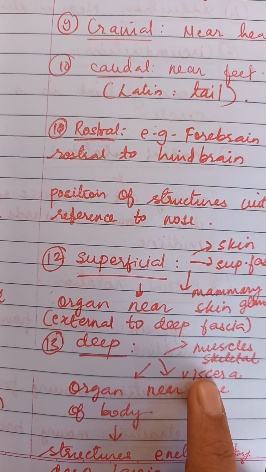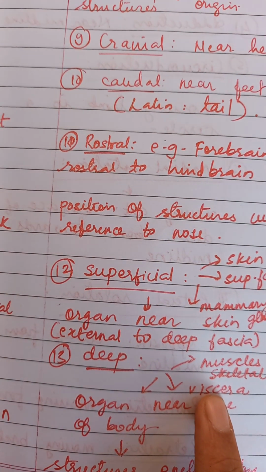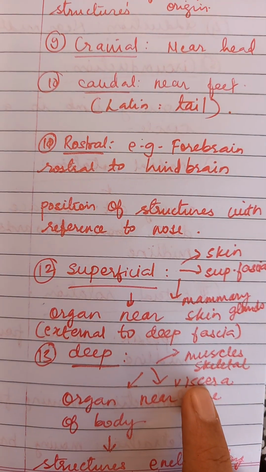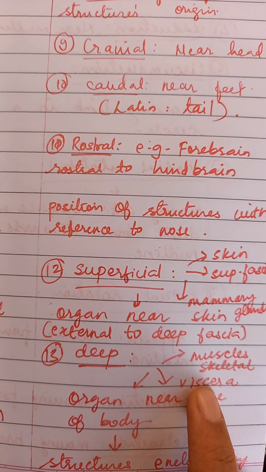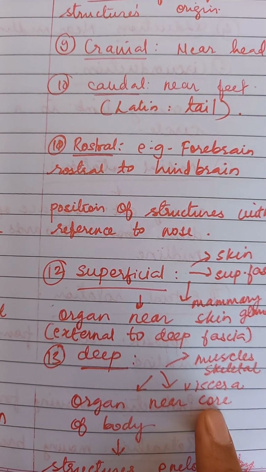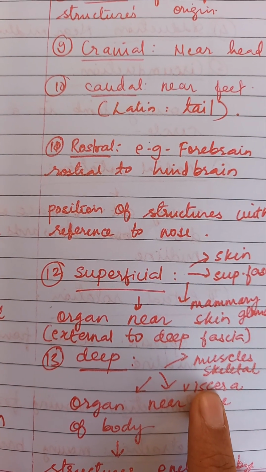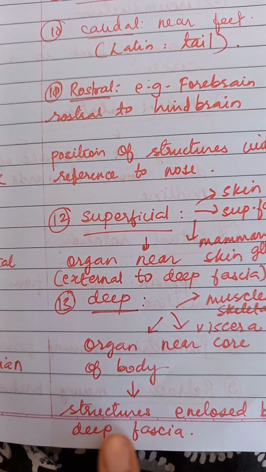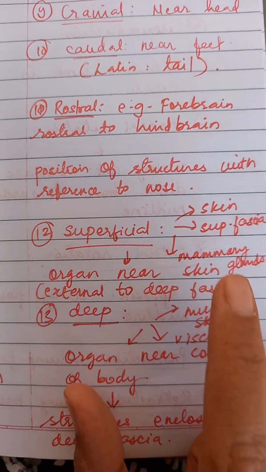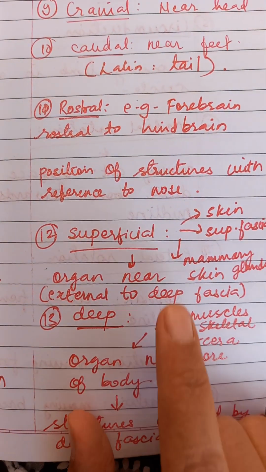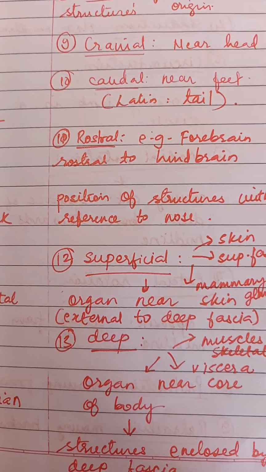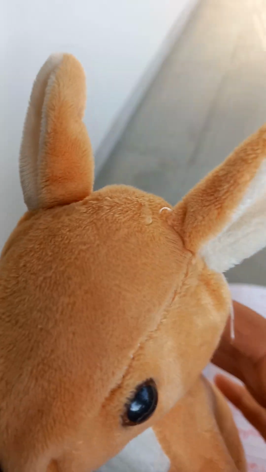Viscera means organs in the thorax and abdomen together. That is, for example, lungs, the heart, intestine, stomach, liver, pancreas, everything. These structures are enclosed by deep fascia. So structures above the deep fascia are called superficial structures. Structures below the deep fascia are called deep structures.